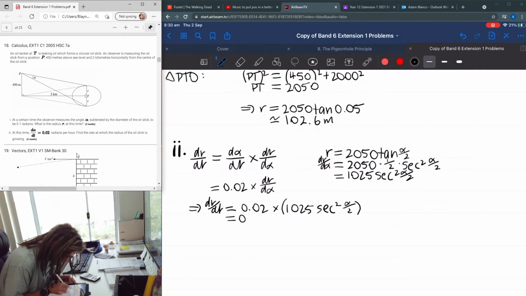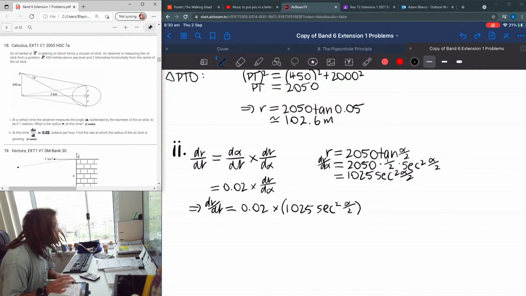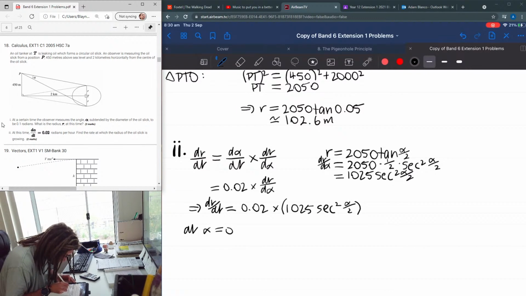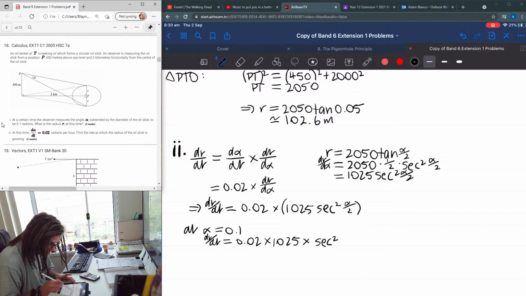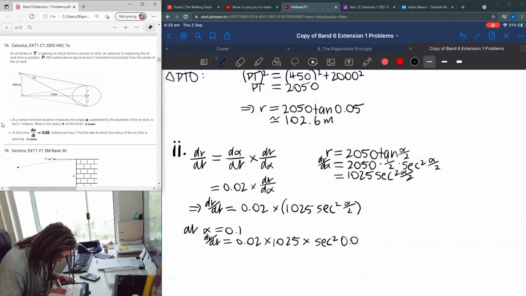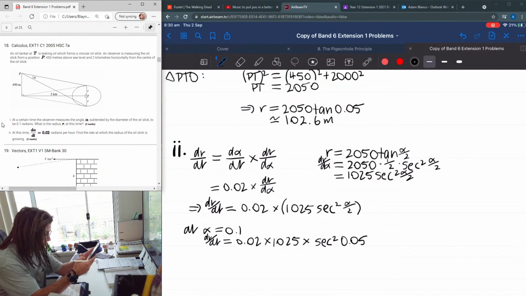It doesn't really matter, does it? But I want to know, it says at this time, so at the same time, so when my angle is 0.1, so in other words, at alpha equals 0.1, dr dt is 0.02 times 1025 times sec squared 0.1 on 2, which was just our original 0.05. I type all that into the calculator. 0.02 times 1025 times, oh damn it, sec squared.